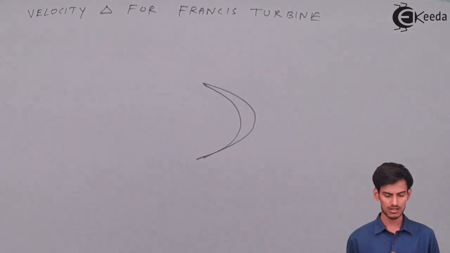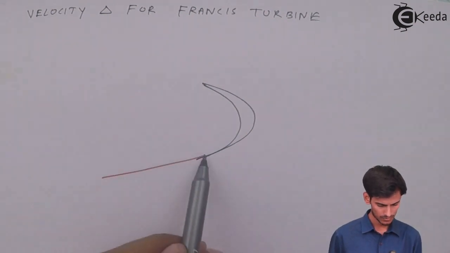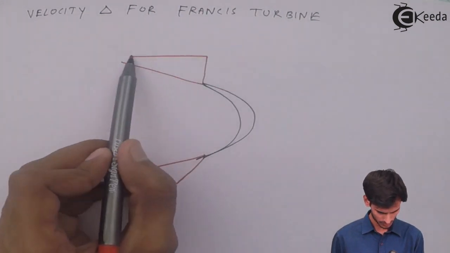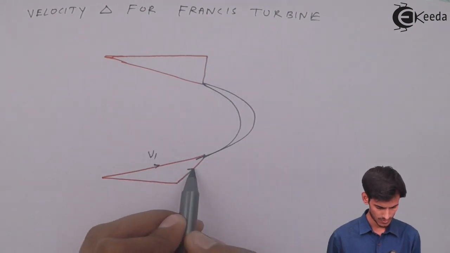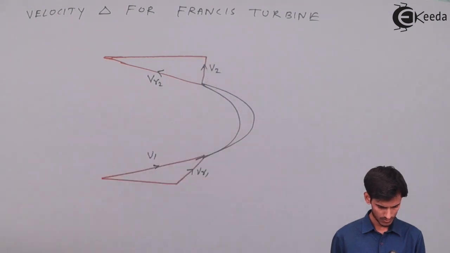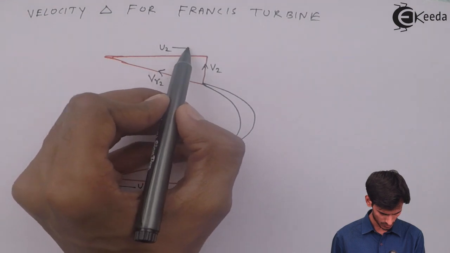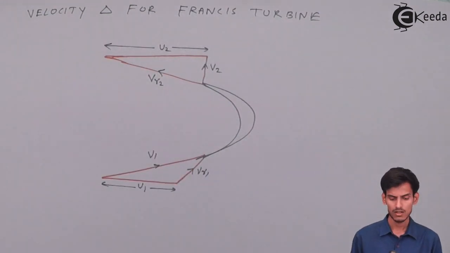So I've drawn the runner. So taking base of this runner, we'll draw both the triangles. So I've drawn the triangle.